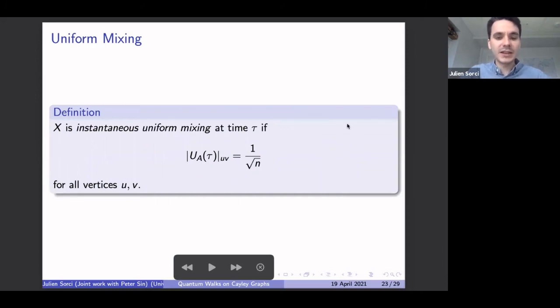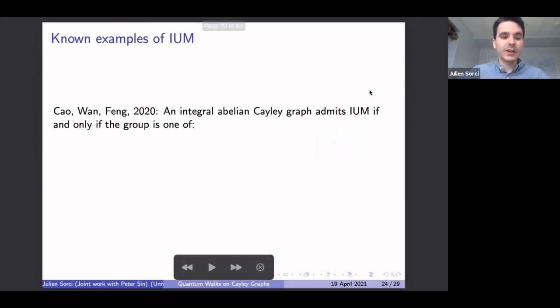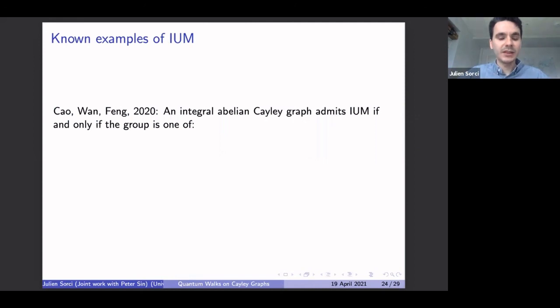And so what this is saying is that if I put my quantum walker on a vertex in the graph, and I wait until time tau, then that quantum walker will be uniformly distributed amongst the vertices of the graph. And as far as Cayley graphs go, there's one known result that's relevant to these extra special groups.